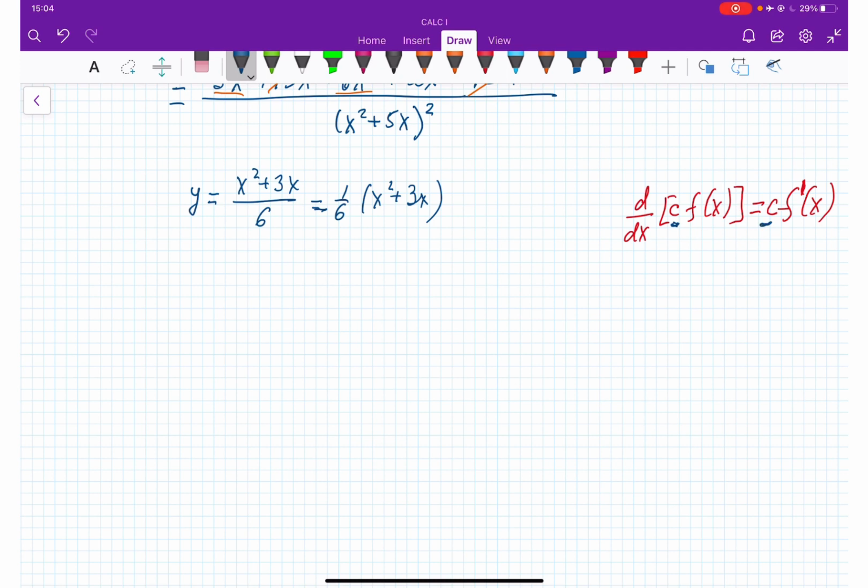The same thing I'm going to apply here. So 1 over 6 will stay out, so y prime will be equal to 1 over 6, and we will need to take the derivative of x squared plus 3x only, right? And that will be equal to 1 over 6 times, the derivative of x squared will be 2x, right? And plus 3. So as a result, it's going to be 2x plus 3 over 6. See, nicely we avoided the quotient rule, and it's much easier to take the derivative this way. Another one.